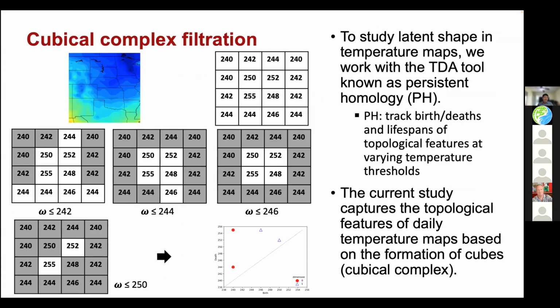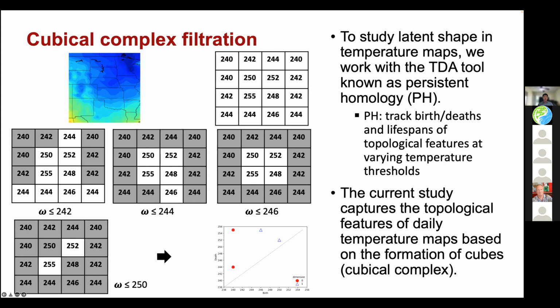This slide illustrates the mechanism of cubical complex filtrations and how to obtain a persistent diagram from temperature maps. A map of the gridded temperature data can be viewed as a two-dimensional array, which looks like this. Here, we change the temperature threshold values and shade the grids whose temperature is colder than the threshold. And you see the births and deaths of different cubical complexes.